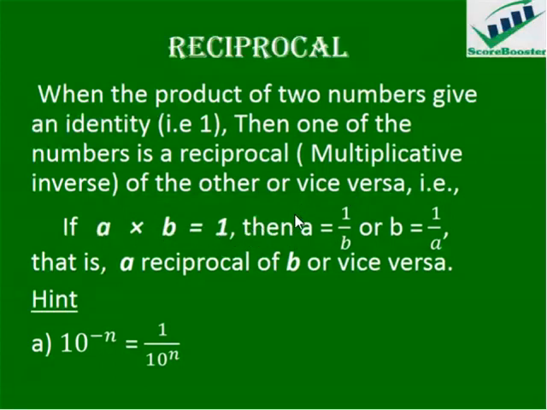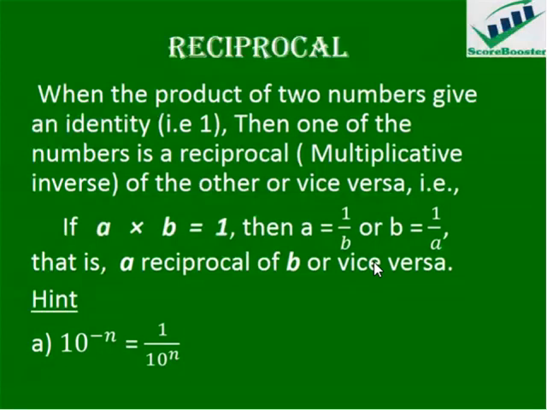So what this means is that if you want to find the reciprocal of a number, it's going to be 1 divided by that number. You divide 1 by that number to obtain its reciprocal. So that is A is a reciprocal of B, or vice versa. Vice versa means B is also a reciprocal of A.